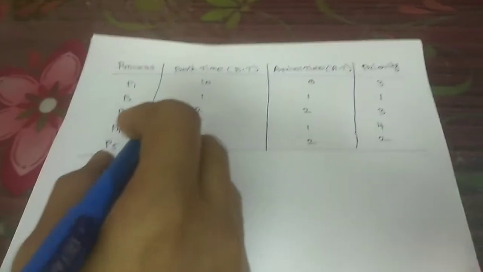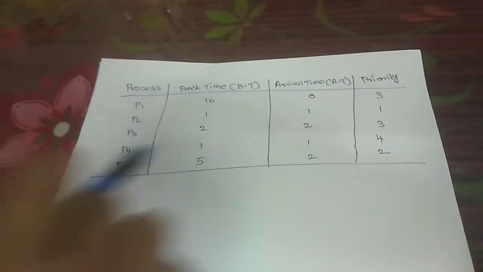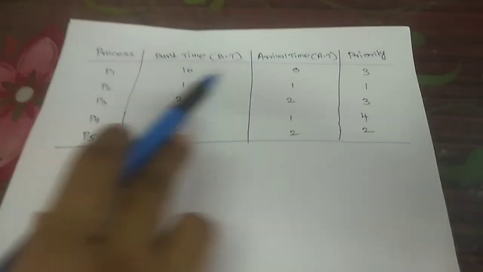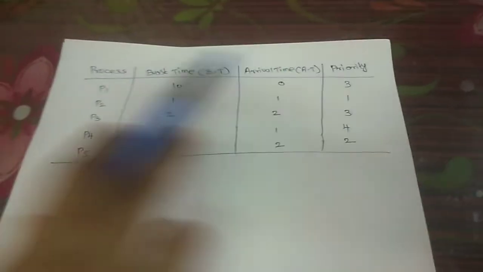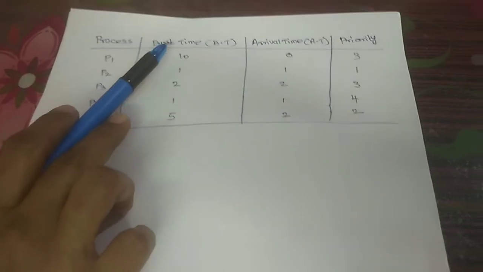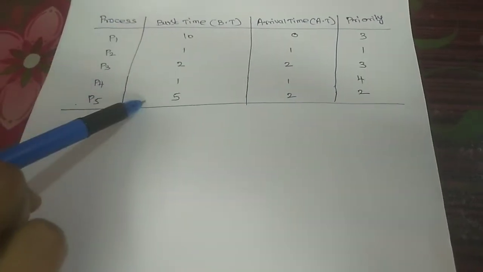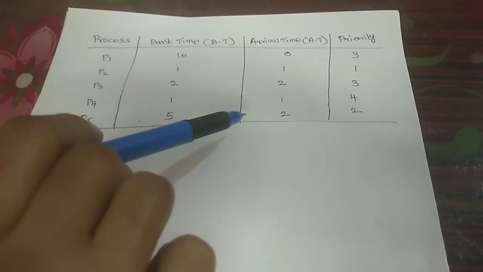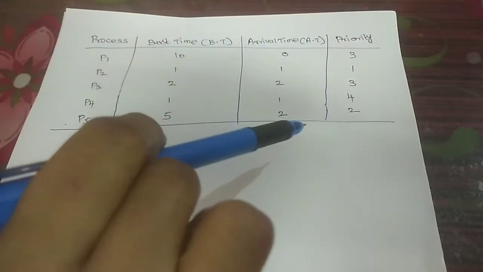Today we are going to see about the CPU scheduling problem. First we have a problem with process, burst time, arrival time and then priority. In this problem we will have 5 processes, and the burst time, that is the execution time, for the corresponding processes, and we will have the arrival time, and then the priority.